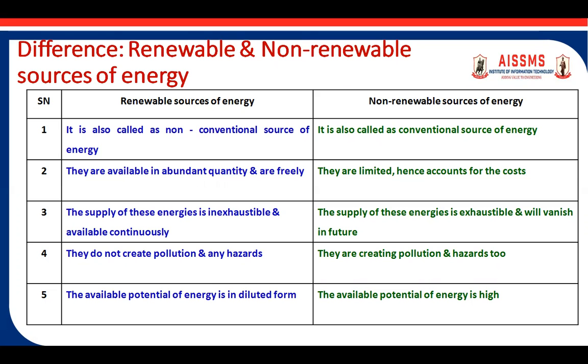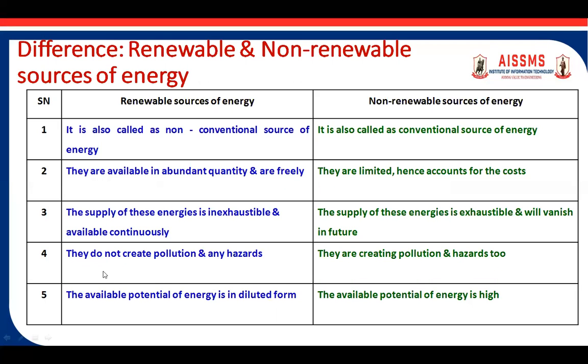Renewable sources of energy are available in abundant quantity and freely. Non-renewable sources of energy are limited, hence they account for the cost. Next difference: the supply of renewable energies is inexhaustible and available continuously. The supply of non-renewable energies is exhaustible and will vanish in future.